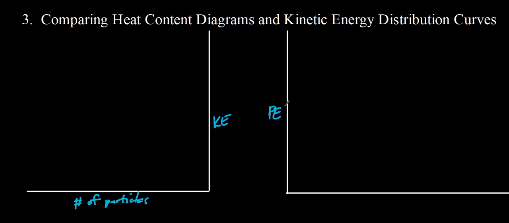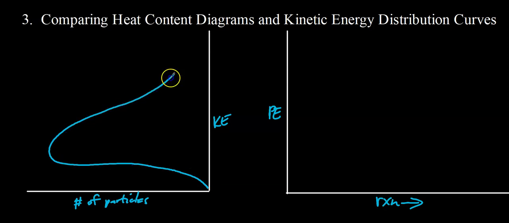We're going to put a heat content diagram on the right side versus reaction progress. So let's go ahead and draw that curve. Something like that. Hopefully you can see how I'm doing that. Like I said, take the kinetic energy distribution curve and rotate it 90 degrees counterclockwise. It might be easier for you to just turn your paper. Unfortunately, I can't turn my board and draw this. Turn your paper and draw your kinetic energy distribution curve like that, and then next to it, draw a heat content diagram. Exothermic is fine.